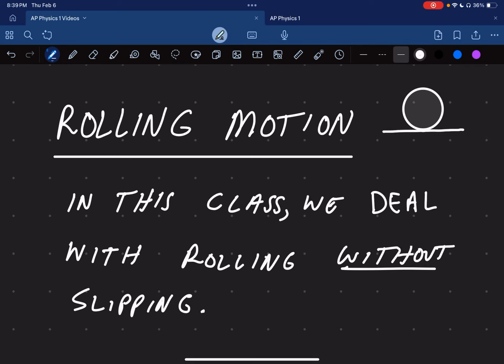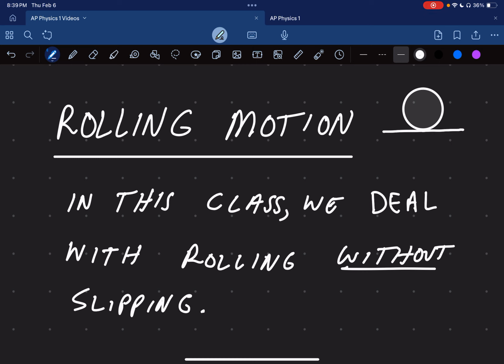In this video, we'll introduce rolling motion. So you take some round object and you roll it on the ground. It will have rotational motion, so it'll be spinning like this, but it'll also be translating, so it has some translational velocity as well.